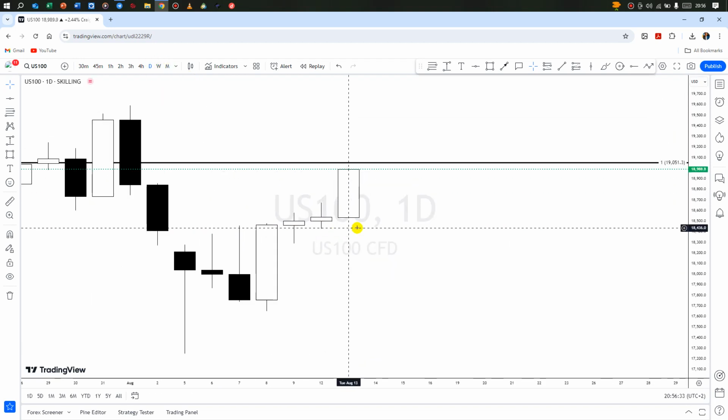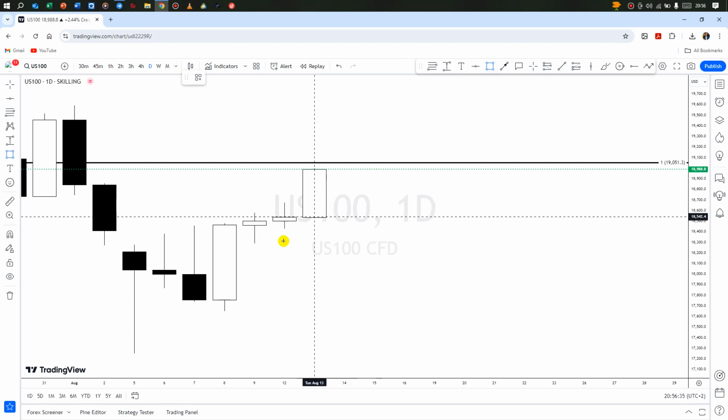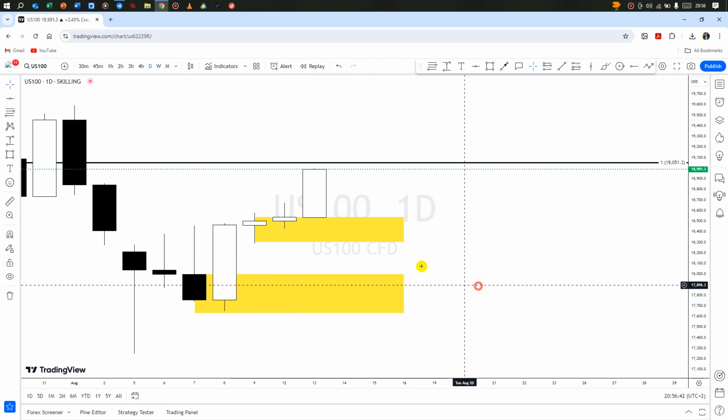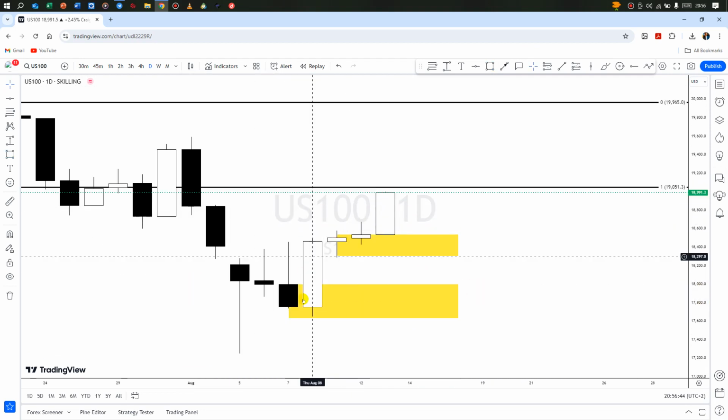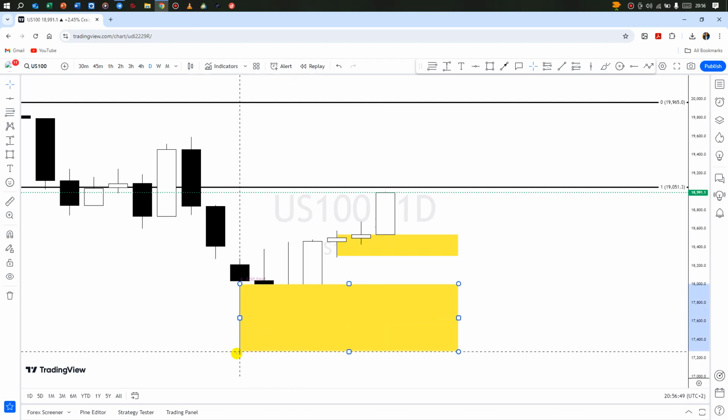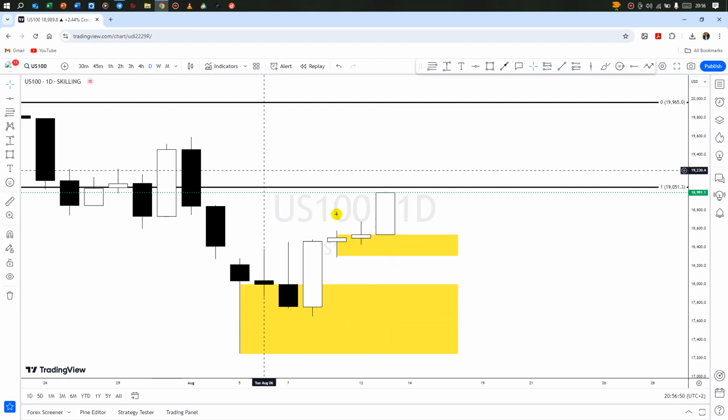So in that case, you'll have to look for a fresh daily demand zone. So we can mark this level here as our fresh daily demand zone, then also this level here as our fresh daily demand zone. But if I remember properly, we didn't find any zone around this area here, which is low risk. But let us check.